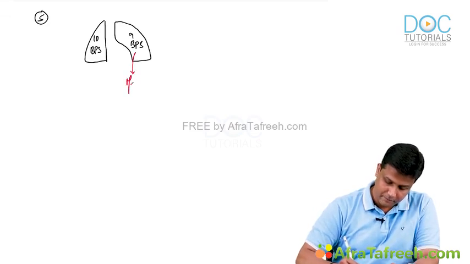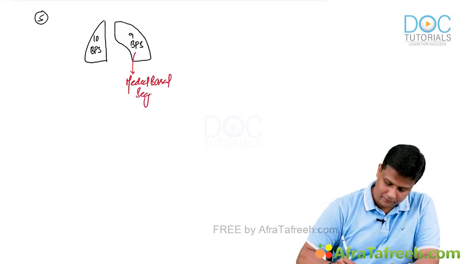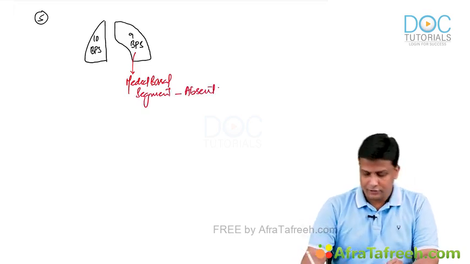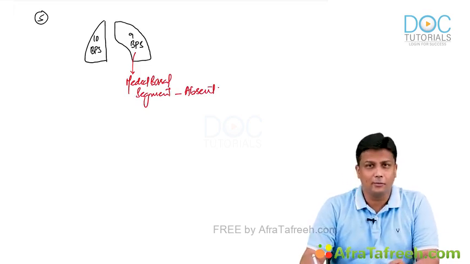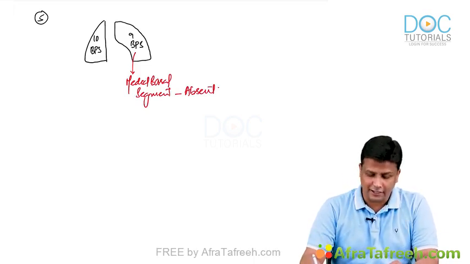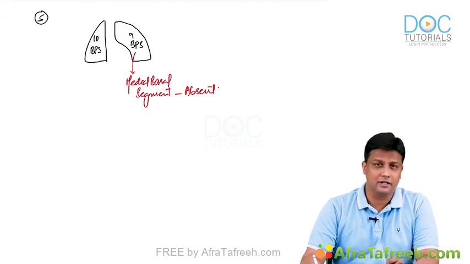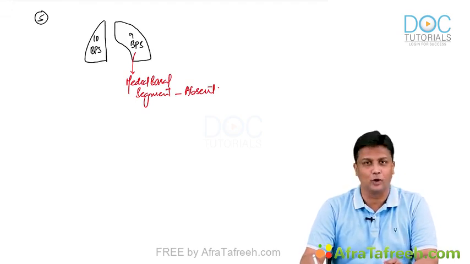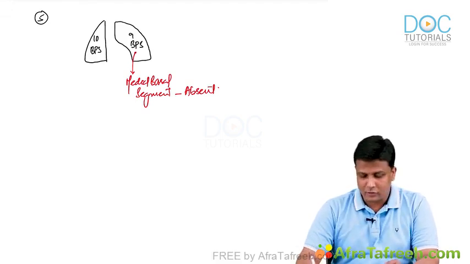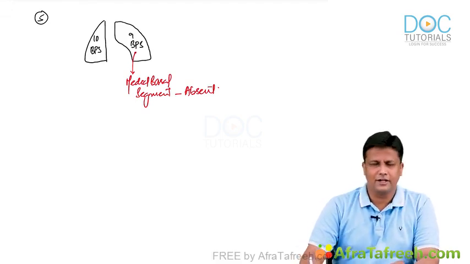So the medial basal segment will be absent. In most people, the right lung will have 10 bronchopulmonary segments and the left lung will have only 9. The reason for that is the medial basal segment is absent, so as to accommodate your heart.